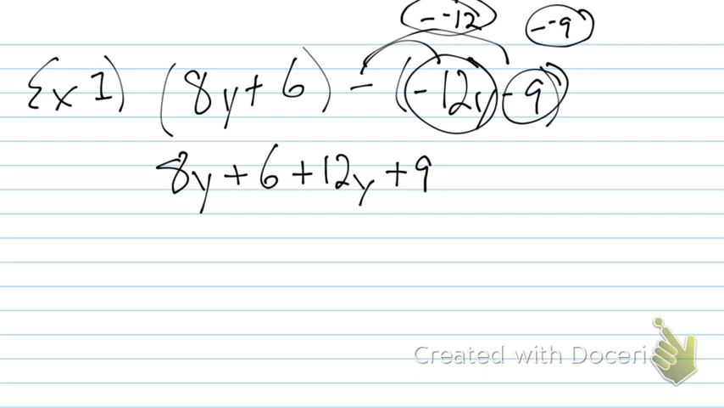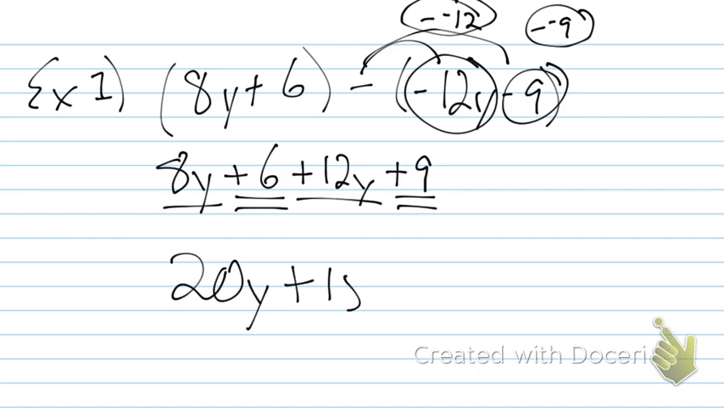And then organizationally, something I like to do is I like to underline my like terms with the same number of underlines. Kind of brings my eyes to these things are like terms. Because if they're like terms, what can I do? Right now it's a big list. I can tighten up my list, right? So there's 20y and 15.